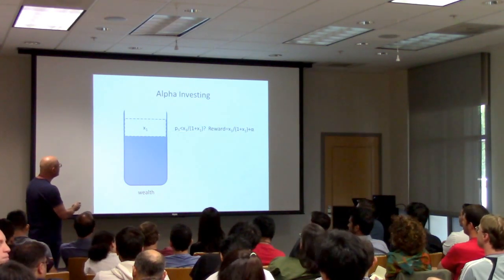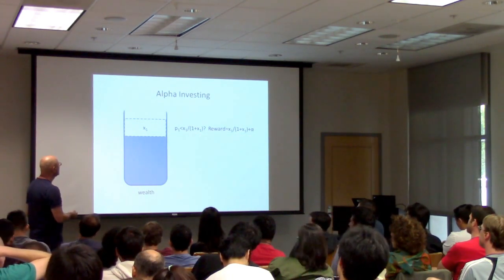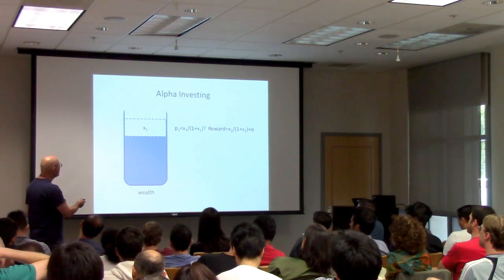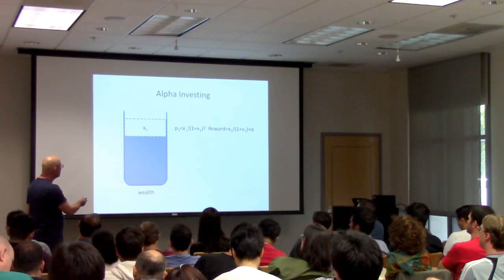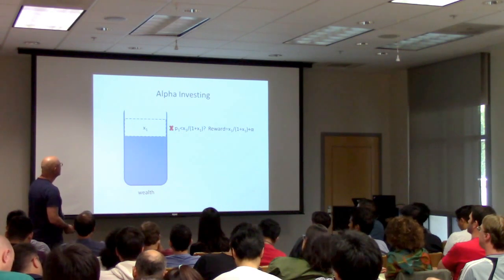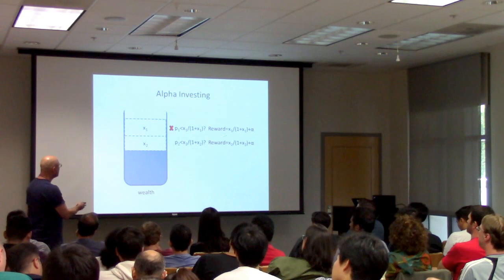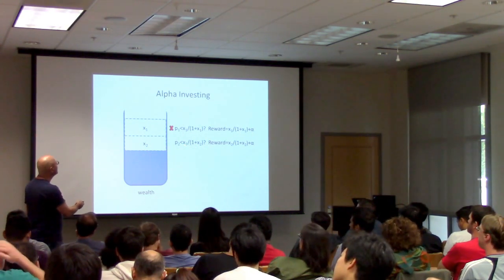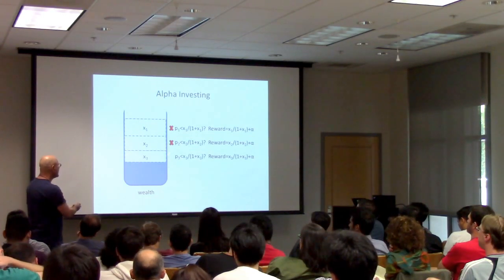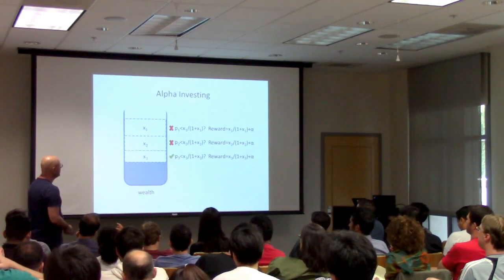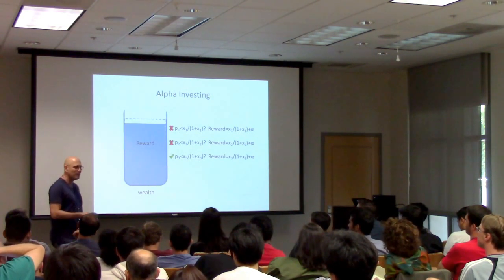So we do the same thing as we did with alpha spending, but now we have a potential reward. So we test the first hypothesis at some level that's not what we took out of the wealth, but this x over 1 plus x. And we did not reject the null, so nothing happened. Now we keep on in the alpha spending way testing the second one. Nothing happened. We test the third one. We rejected it. Then in the FDR spirit, we get a reward and our pool fills back up, right?